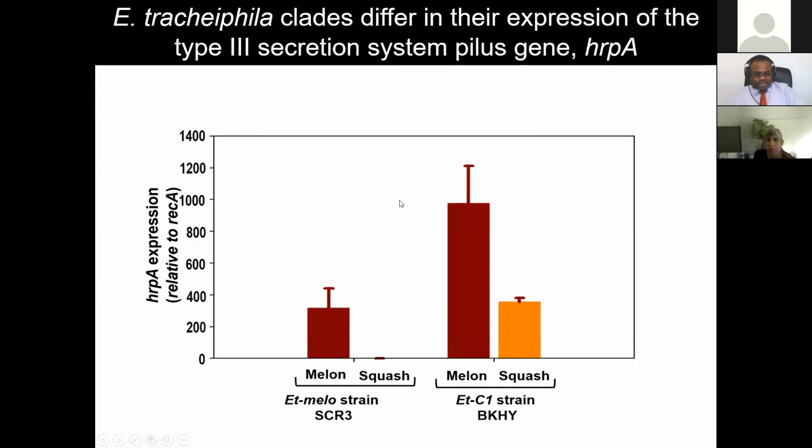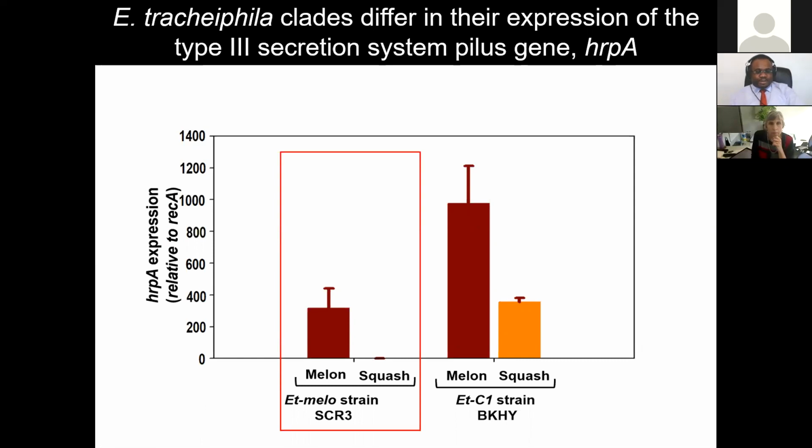For the expression studies, what we did was to use ErpA as a control gene for expression of the type III secretion apparatus itself. ErpA was more highly expressed in muskmelon than in squash in a melon strain. So this melon strain expresses ErpA more on its host melon, and it was barely expressed on squash, which is a non-host. And the squash strain expressed ErpA on both squash and muskmelon.